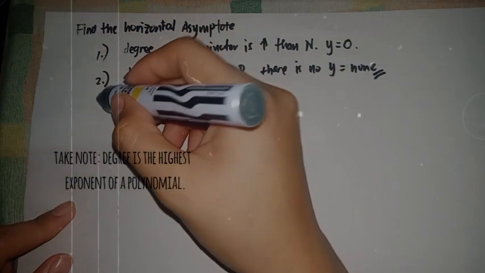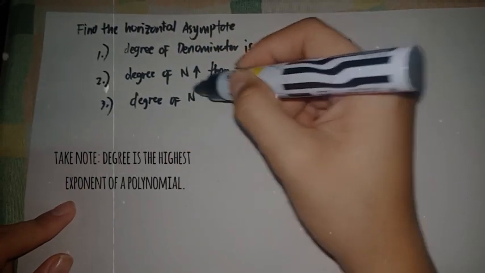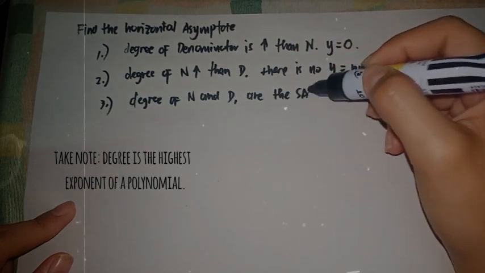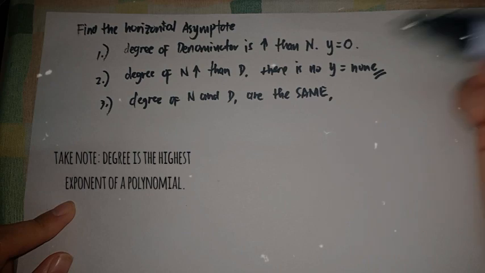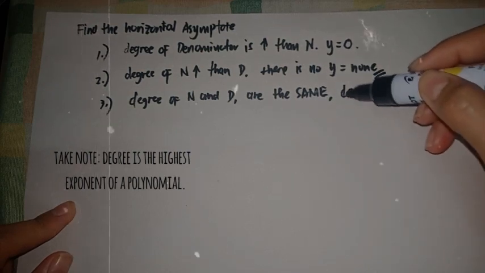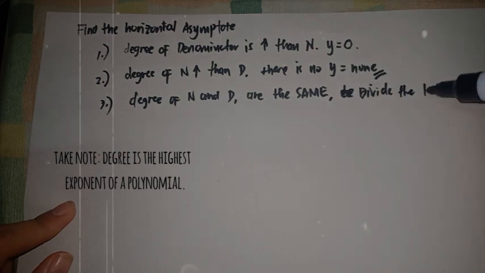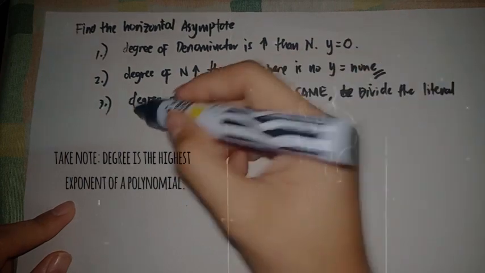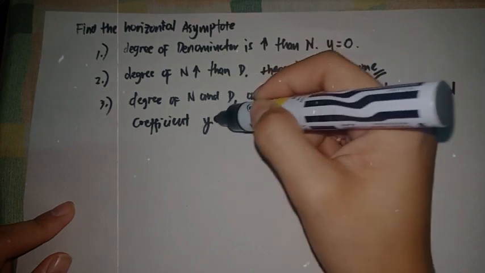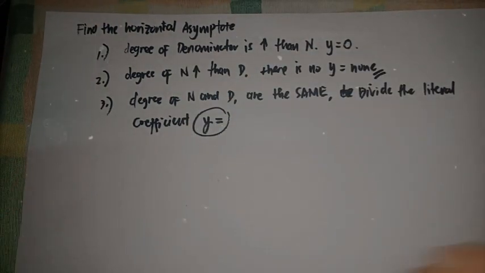Okay? And then for the last one, if the degree of the numerator and the denominator are the same, take out the numerical coefficient, then divide, and that will be our horizontal asymptote. Okay, so let's have an example.